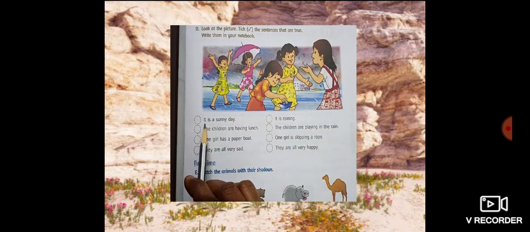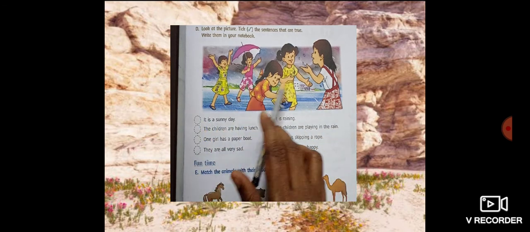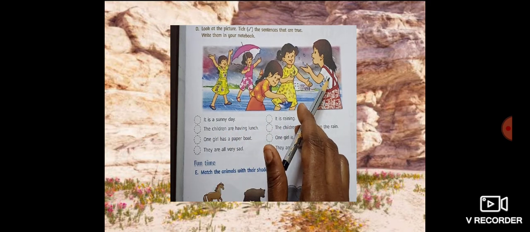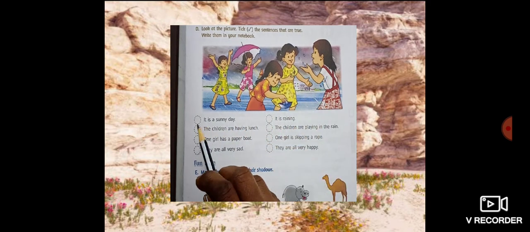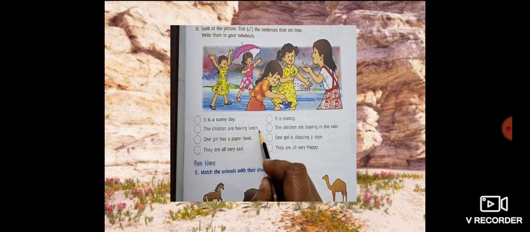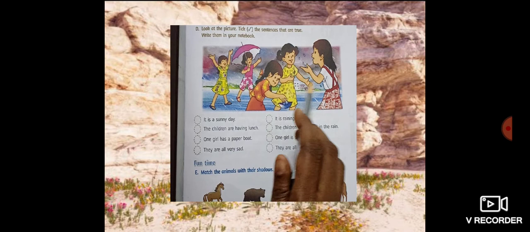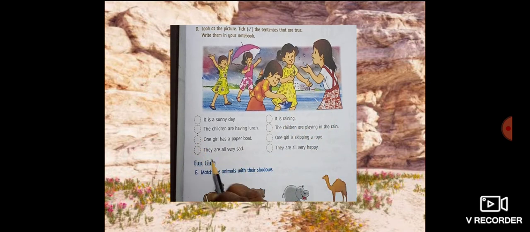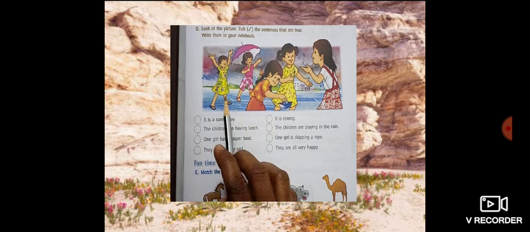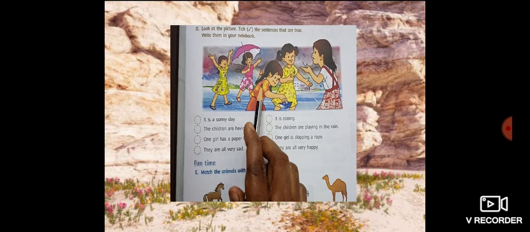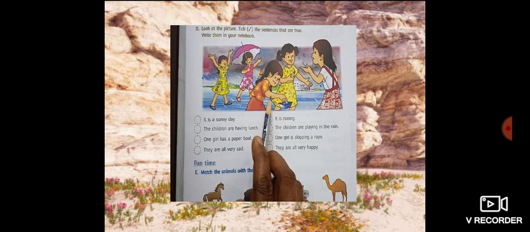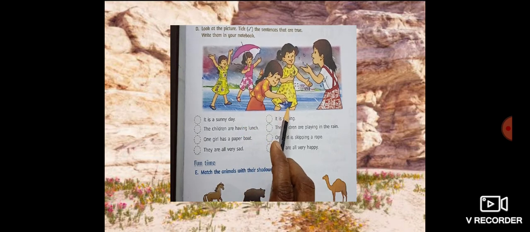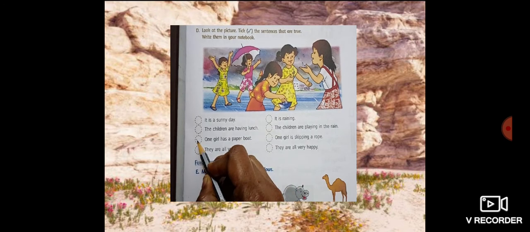So the first one, it is a sunny day. Look at this picture. Is it a sunny day? No. So you need not put a tick. Second one, the children are having lunch. Are they having lunch here? No. So you need not put a tick. Next. One girl has a paper boat. Is it true? Yes, this girl is having a paper boat, right? So it is true. So put a tick over here.